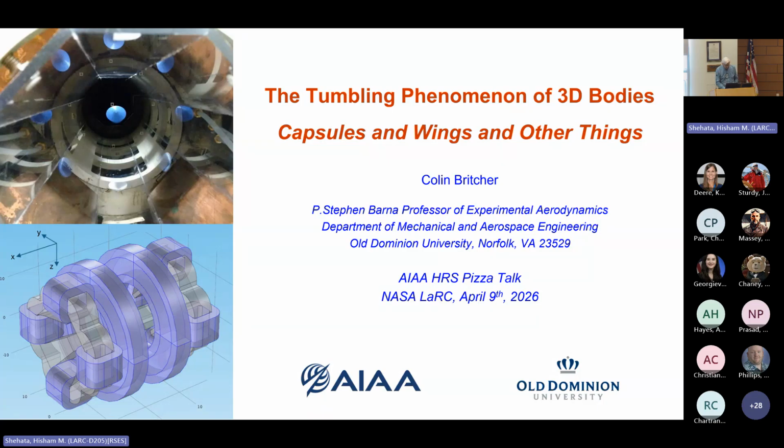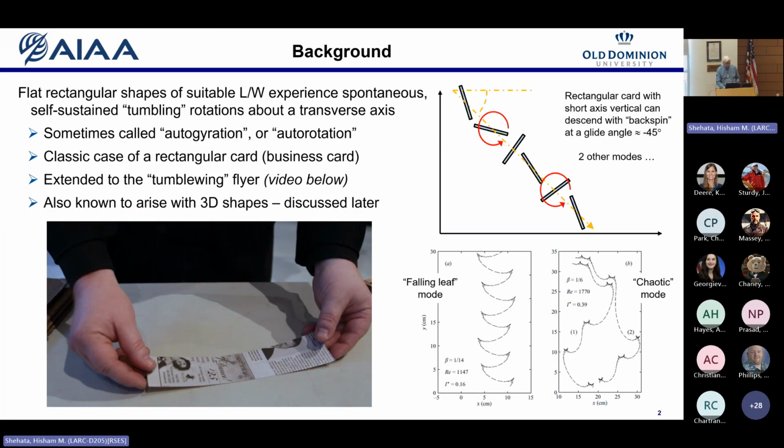But the basic phenomenon is fairly well known. A 2D rectangular shape dropped appropriately will tumble end over end with sort of a backspin kind of trajectory. And a regular business card works. So I think I'm still visible if I drop it like this. That glides at about a 45-degree angle, which means the lift to drag ratio is roughly 1.